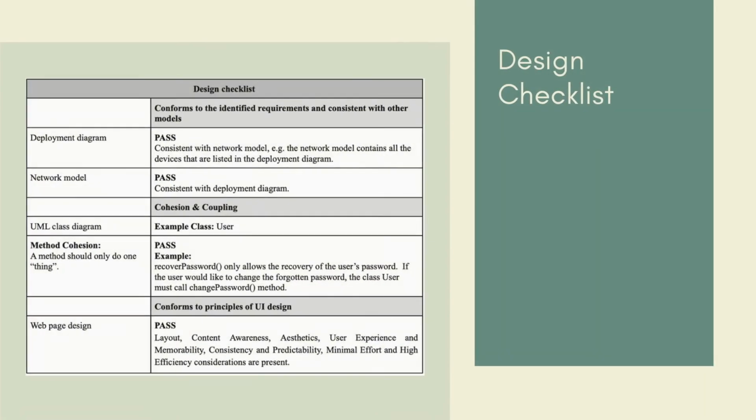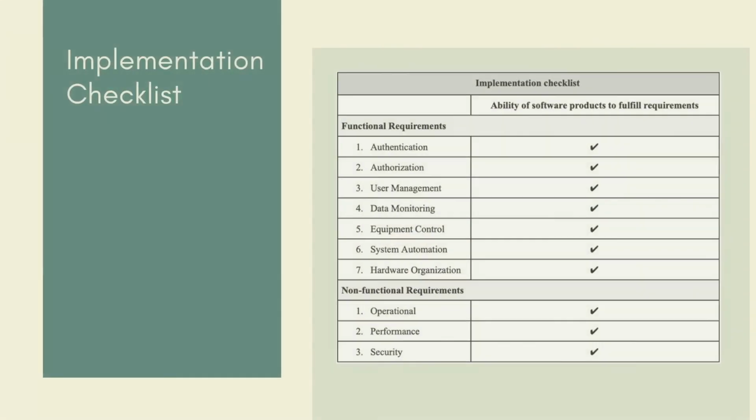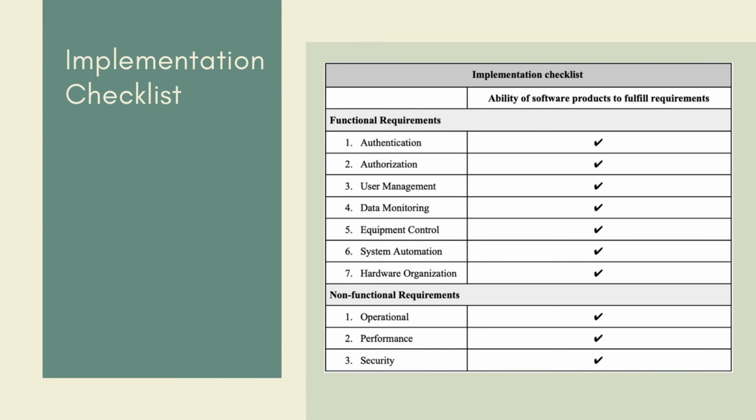For the design checklist, we check to see if it conforms to the identified requirements. We check for cohesion and coupling, and if it conforms to the principles of UI design. For the implementation checklist, we ensure that the software product fulfills the requirements.